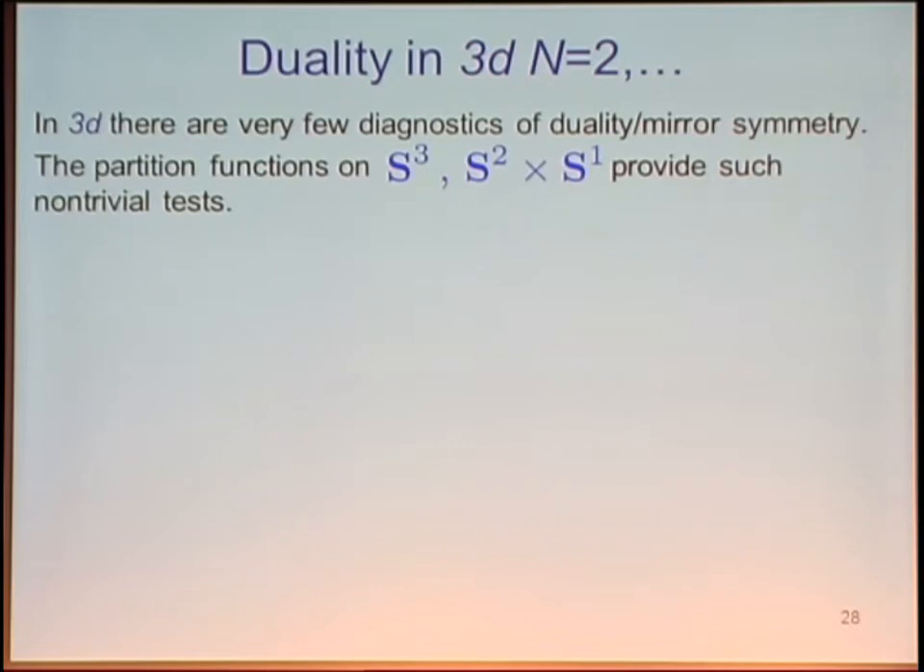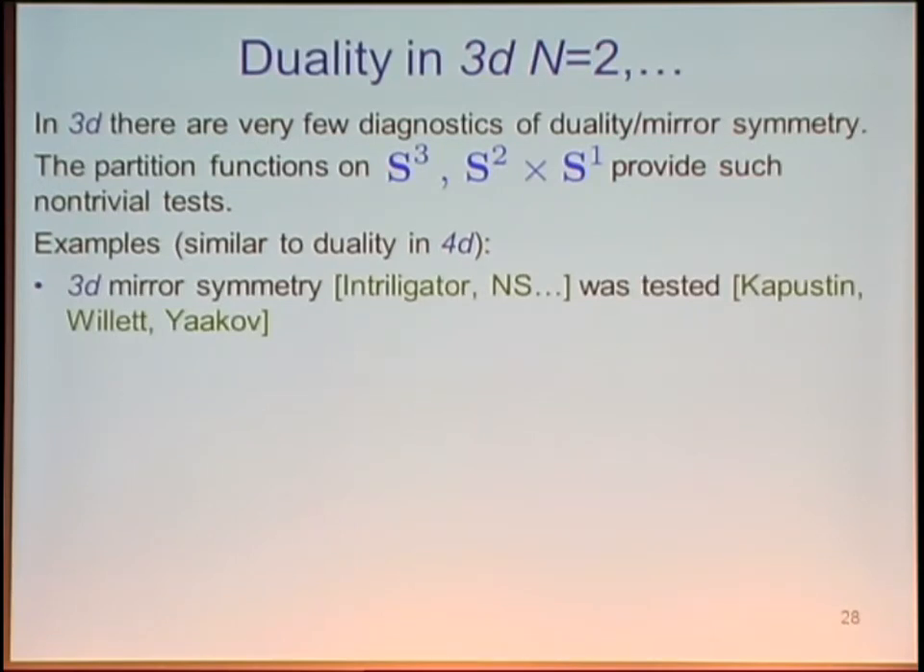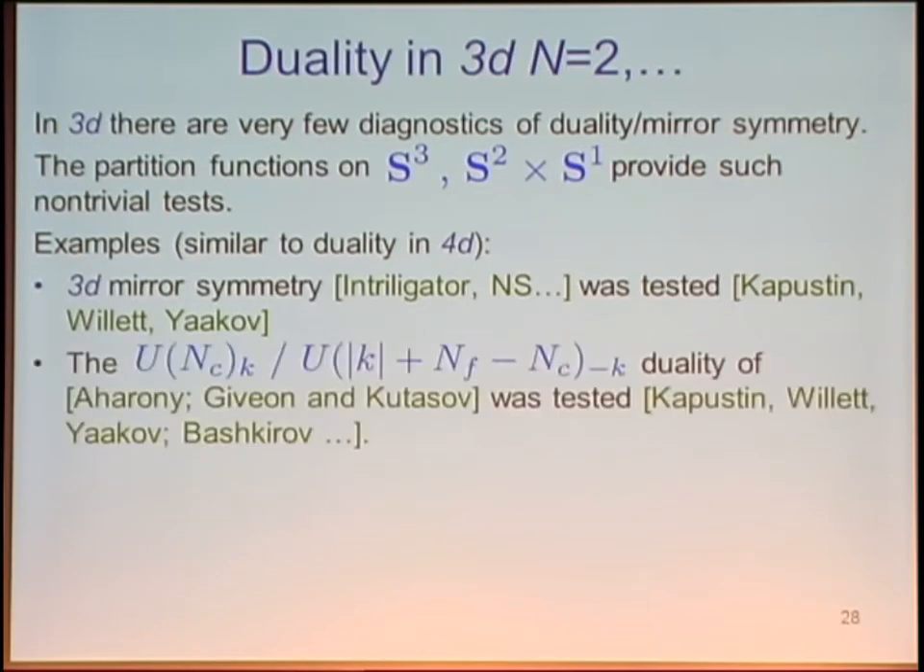We can also do the same thing in 3 dimensions and study N=2 in 3 dimensions on S3 cross S2 cross S1. And in this case, people studied various examples. The first thing to study is ordinary 3-dimensional mirror symmetry. We can compute both S3 or S2 cross S1 partition function. This was done by Kapustin, Willett, and Yaakov. And of course, everything works. And again, the expressions are highly non-trivial, and they give us a lot of information about these theories.